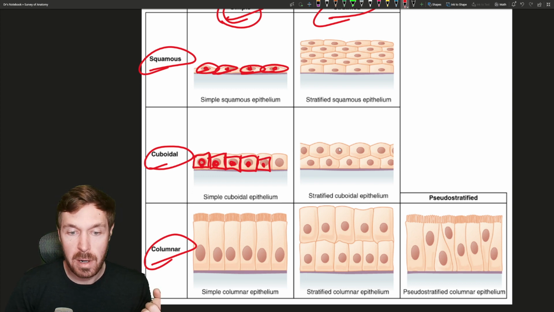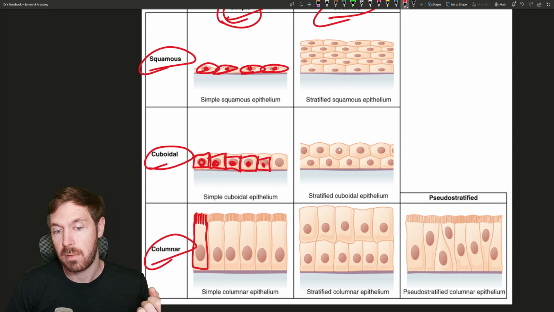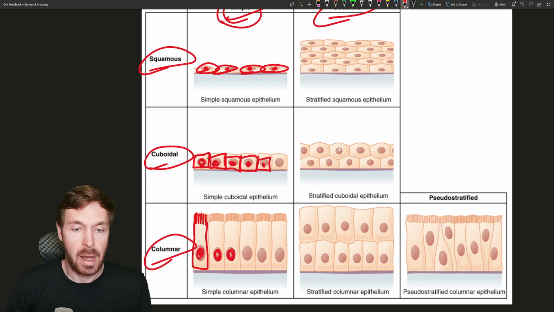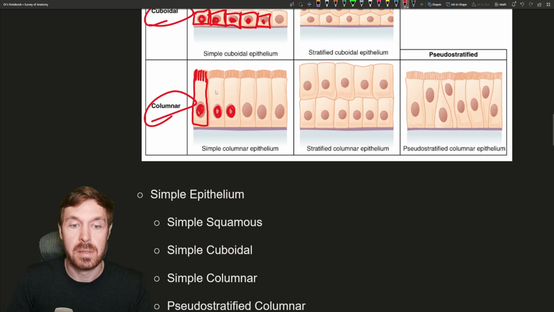And then simple columnar, this is one layer of column-like cells. Typically, these do have cilia or microvilli on the end to increase the surface area, like the lining of your digestive system. And there you also see the nuclei in these cells. So these are the simple ones.